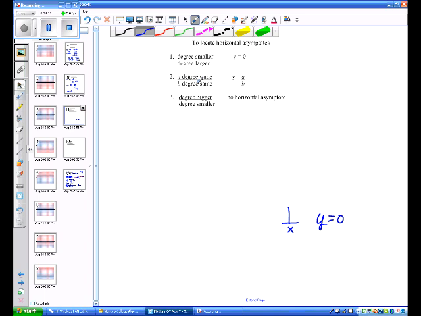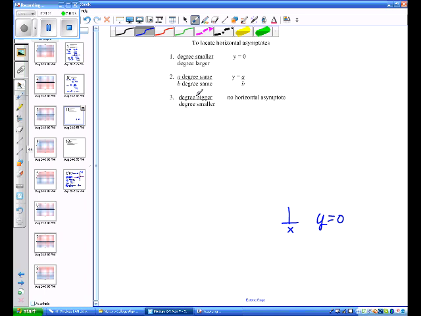If the degrees are the same, you have an x squared over an x squared, or an x to the 5th over an x to the 5th. If the degrees are the same, then your horizontal asymptote is going to be the ratio of your leading coefficients. That's the numbers in front of your highest degree.